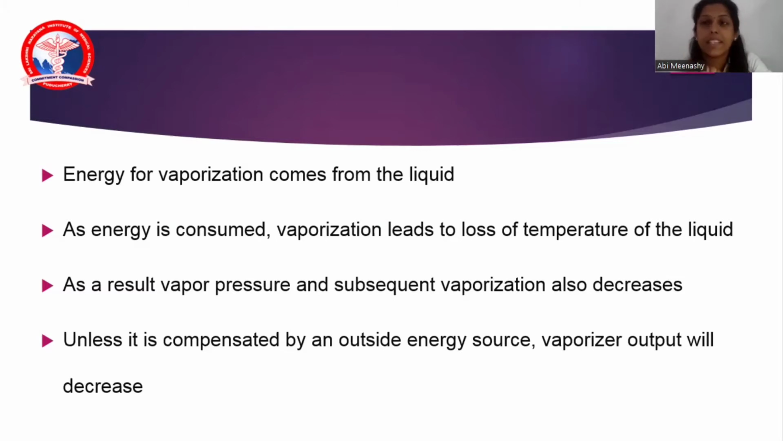So you need to know that latent heat of vaporization is the number of calories required to change 1 gram of liquid into 1 gram of vapor without changing temperature. Once energy is consumed, the temperature is going to fall. As rapidly as it vaporizes, the temperature will also fall. At one point, the temperature will be so low that you have to compensate with an outside energy source in order to keep the output going.